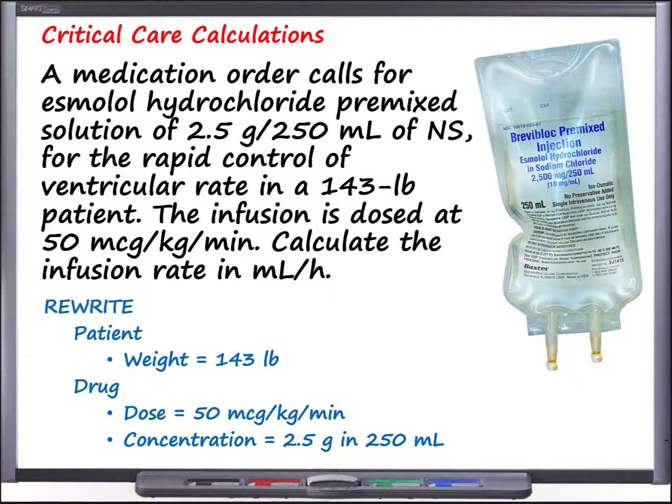So what we need to be able to do is to calculate for the nurse an infusion rate of this pre-mixed solution in the units, though, of milliliters per hour. All right? Now, a little bit of background is that esmolol is an extremely short-acting, what they call beta-1 selective beta blocker.